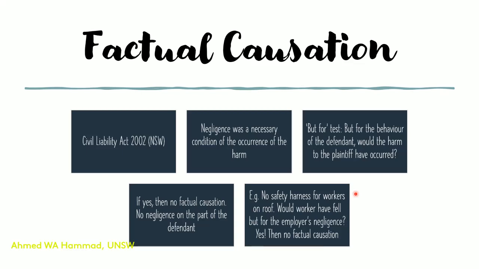Well, even though the employer had provided the safety harness and asked the worker to wear that safety harness, it was known that the worker refuses to listen to their employer. So no matter how much the employer had stressed the importance of wearing that safety harness, the worker would have still refused to obey that instruction. And because of that, they fell, and hence there was no factual causation that would directly link the employer as the main source of the harm that had occurred to the plaintiff.